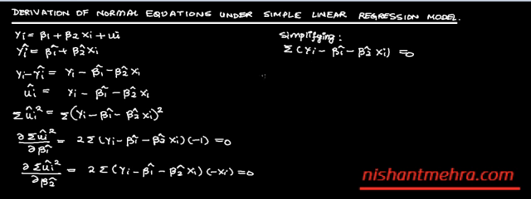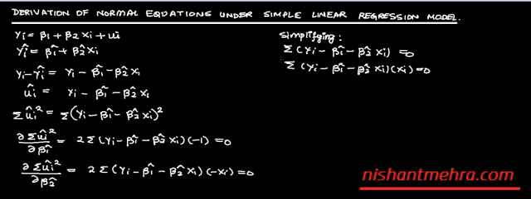This equation will become, this 2 and minus will also be cancelled, and this will be summation yi minus beta 1 hat minus beta 2 hat xi into xi equals 0.